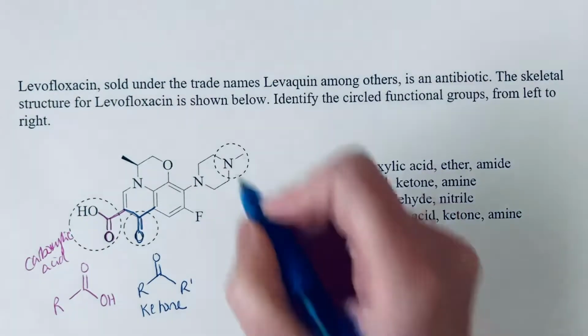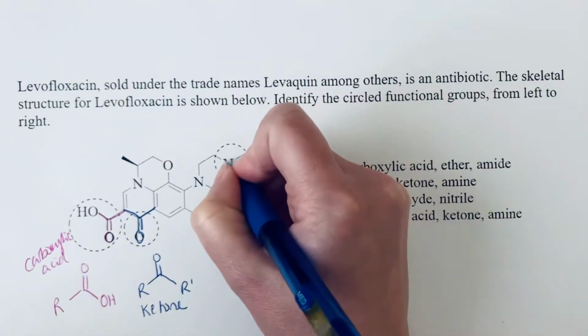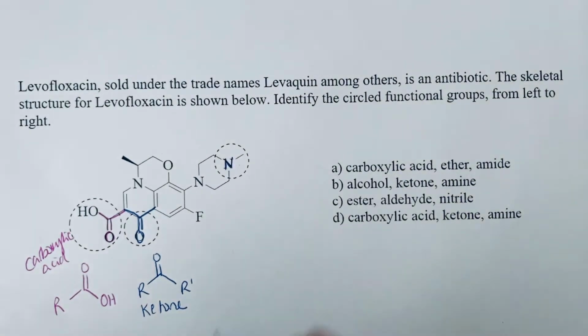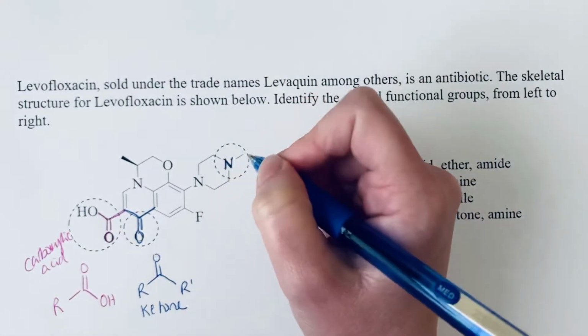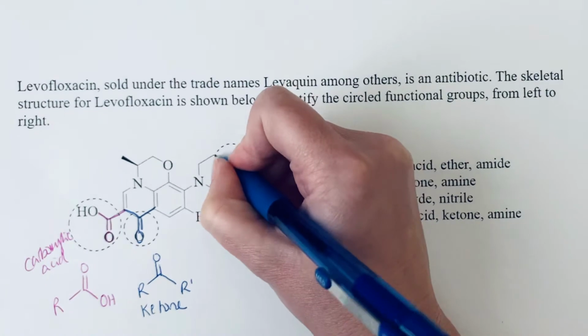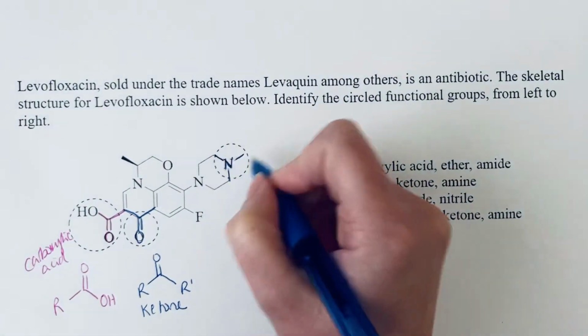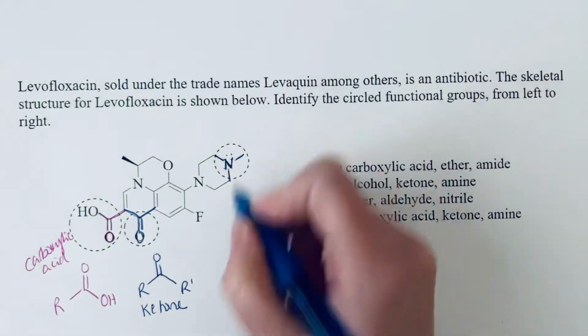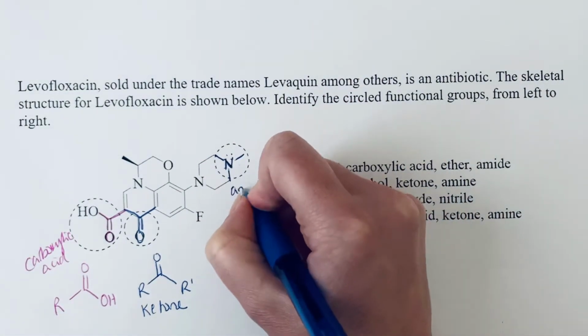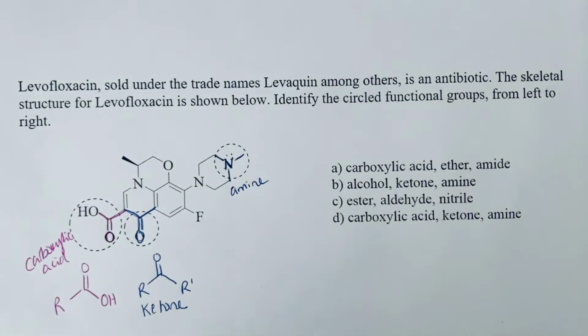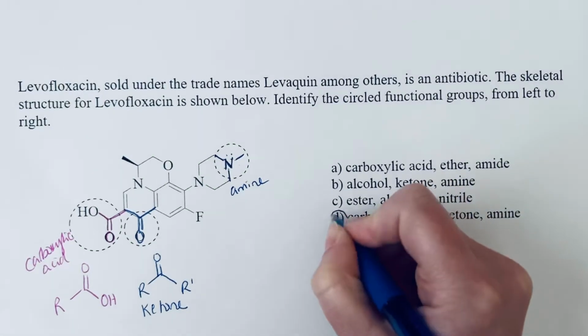And then finally, if we look at the last circled functional group, we see we have a nitrogen. And then we have a couple different nitrogen-containing functional groups. We want to see what this is attached to. We have all single bonds to this nitrogen, and we don't have a carbonyl nearby, so this is an amine. So that means that our answer here is D.